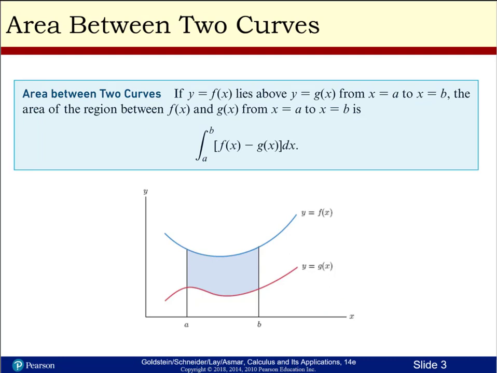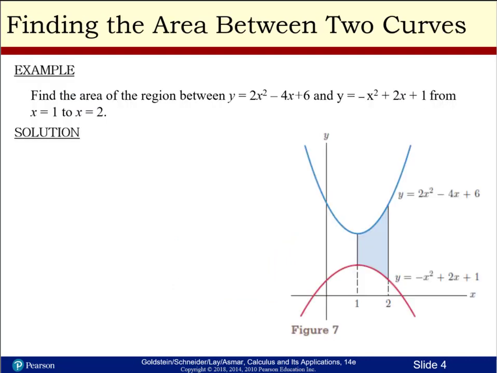And we've also discussed that the area between the curves, or the area underneath the curve, now we're going to do the area between two curves. And if y equals f of x lies above y equals g of x from x equals a to x equals b, the area of the region between f of x and g of x from x equals a to x equals b is the definite integral from a to b of f of x minus g of x with respect to x. So let's look at an example.